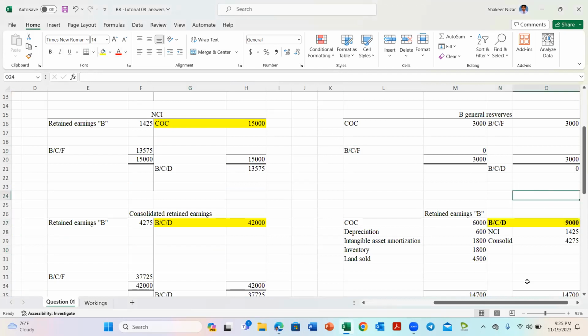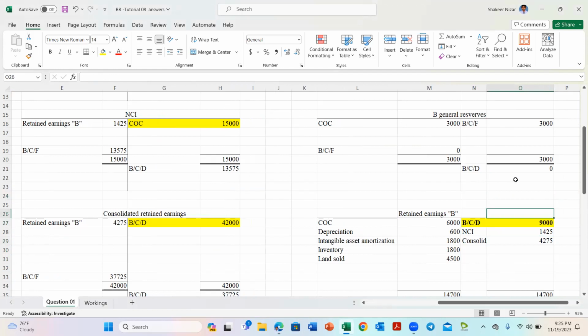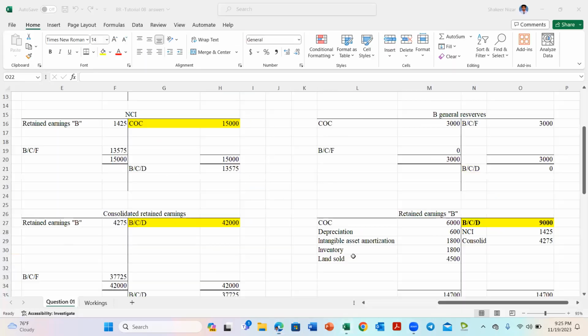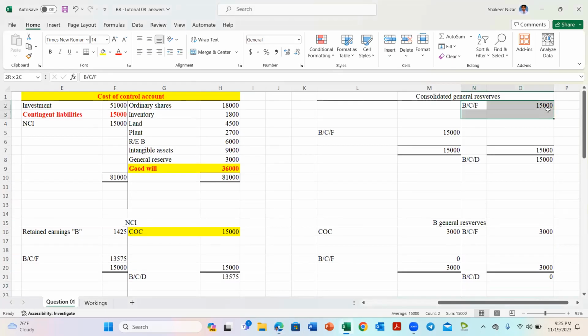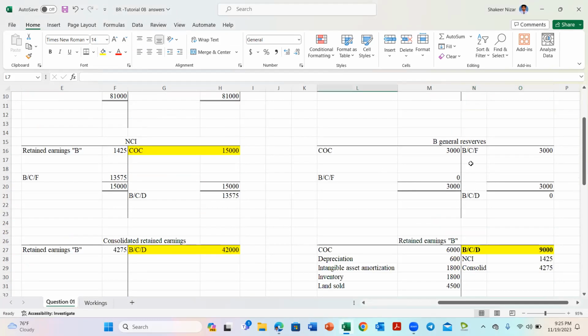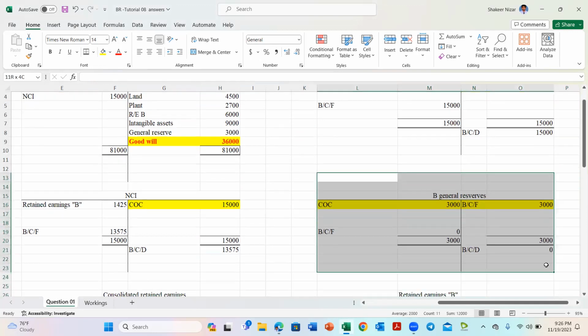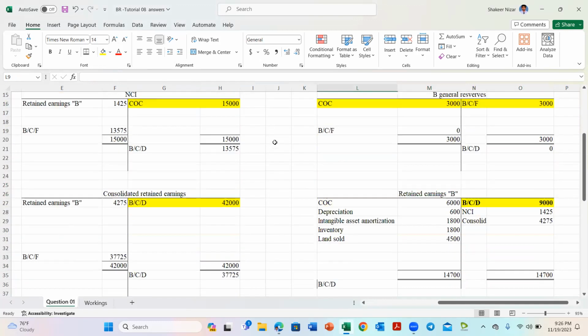I'm going fast because this is a revision. 9,000 subsidiary. The group's consolidated general reserves are 15,000 at the opening balance, and the subsidiary's general reserve is 3,000 as per the question, right? So we credit the cost of control and debit the general reserve. There is a zero balance because at the acquisition date it was also 3,000. We transfer it to the cost of control account in order to compute the goodwill. That's why this is here. This is tally. No such impact is there, right?